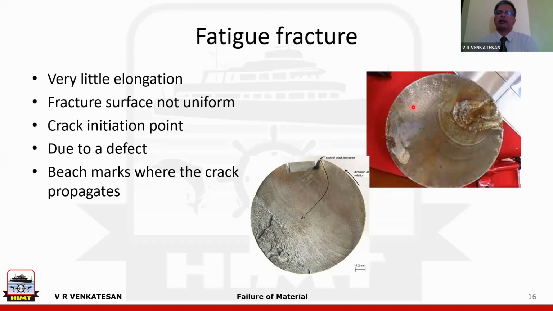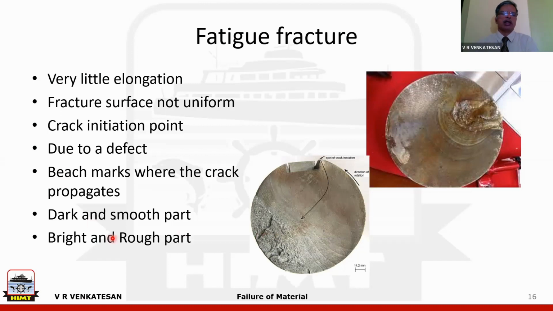All these are examples where the failure started. So in this case, the failure crack started from here. The initiation was here, and it starts moving like this, and then finally, at one point, it will break. So where the initial part is, it will be smooth. All this part will be smooth, and then finally, where it breaks, the whole part breaks. This part will be rough.